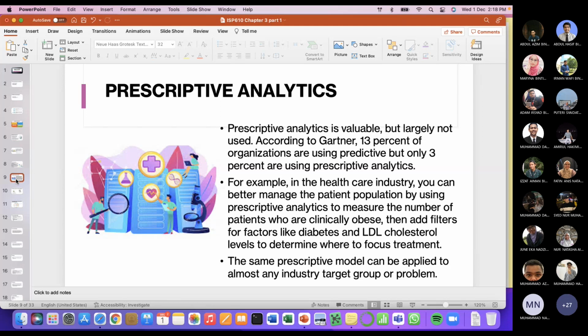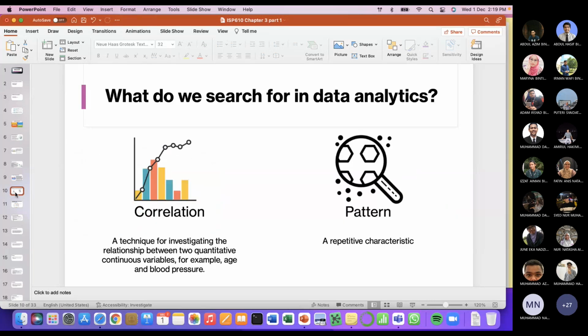And the same prescription model can be applied to almost any industry or target group or problem. Okay, sebab kita dah ada a set of rules how to solve the problem. So kalau kata ada certain other problems from other domains that has similar behavior ke, similar problems, macam mana yang tadi tu, so we can use the same method to solve the problem. Okay, that one is the types of analytics.